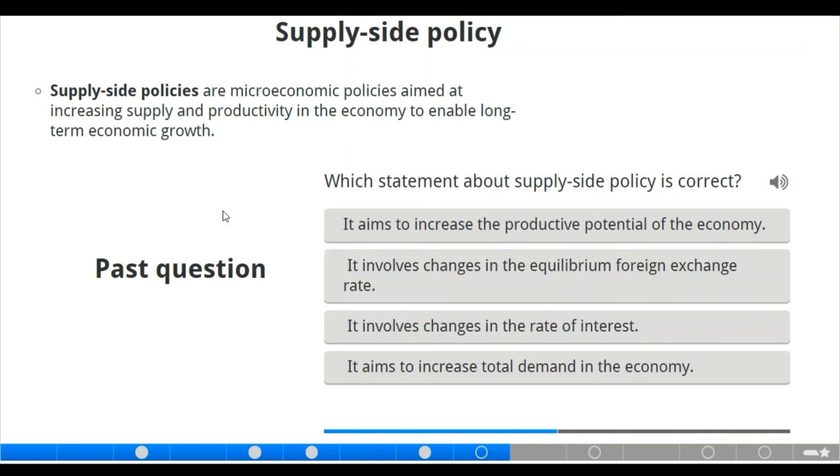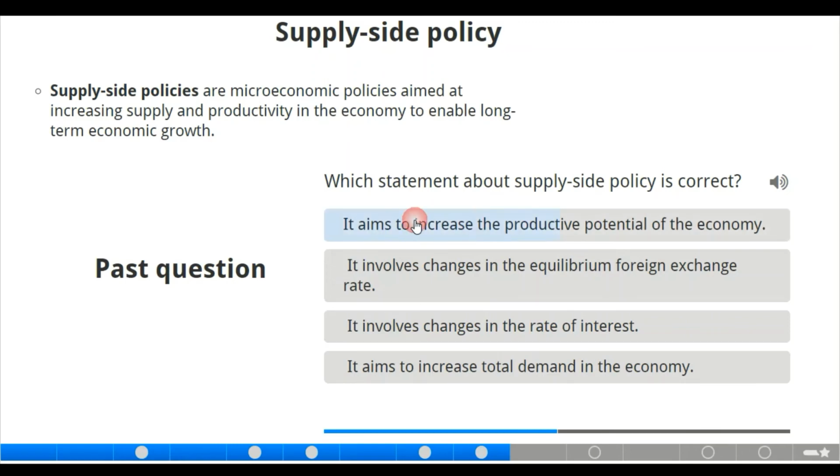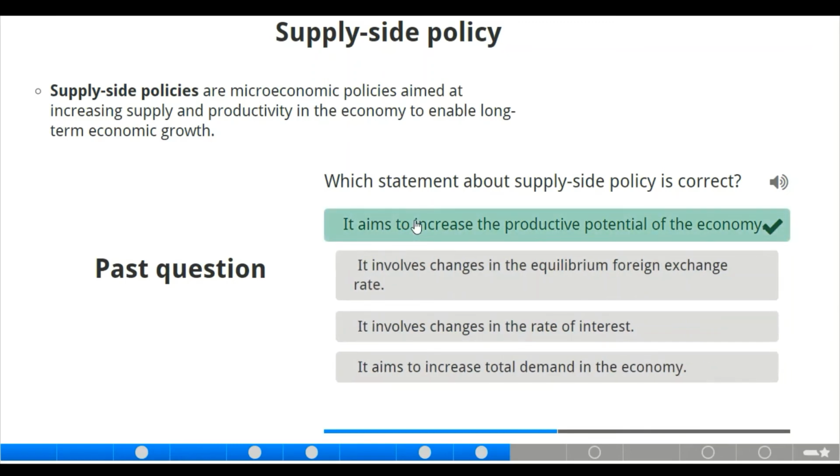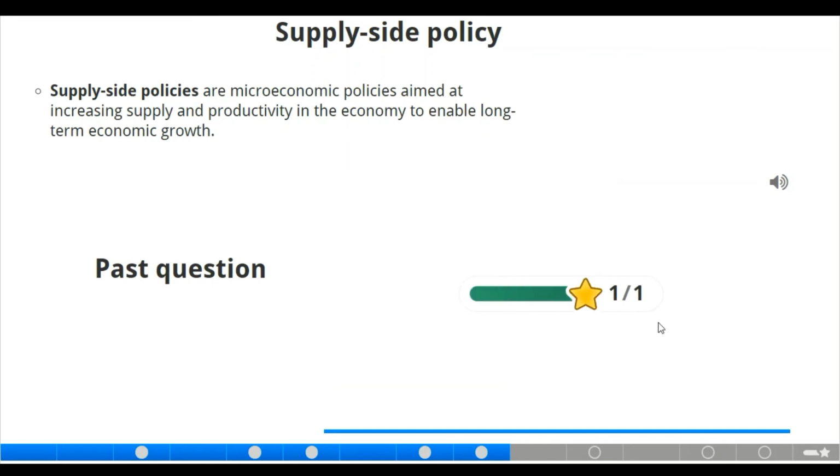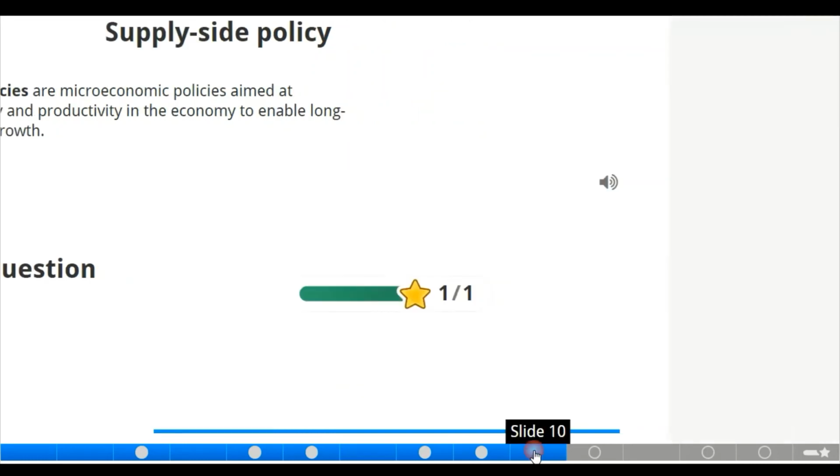Of course, according to our definition, supply side policy aims at increasing supply and productivity in the economy. So our answer is it aims to increase the productive potential of the economy. Now let us move to the next slide.